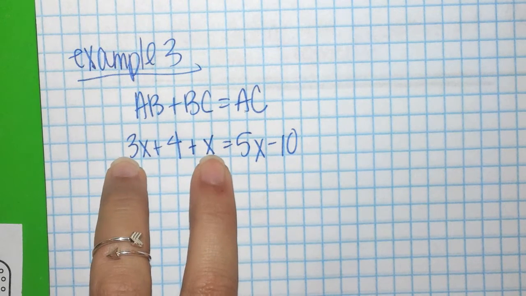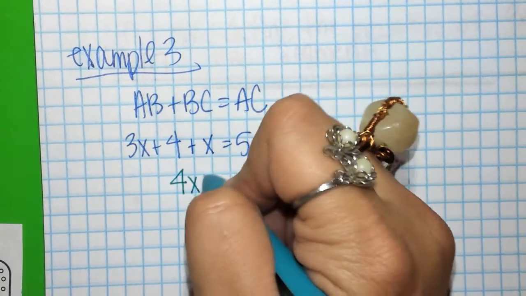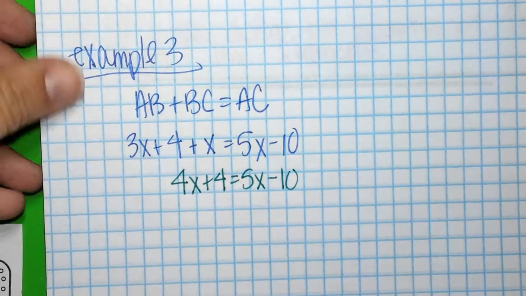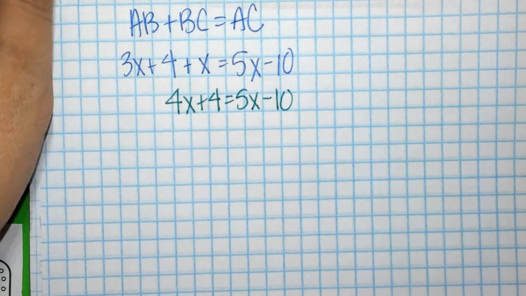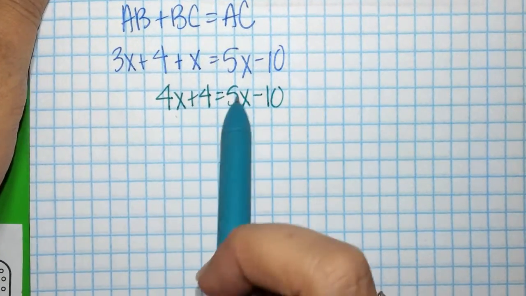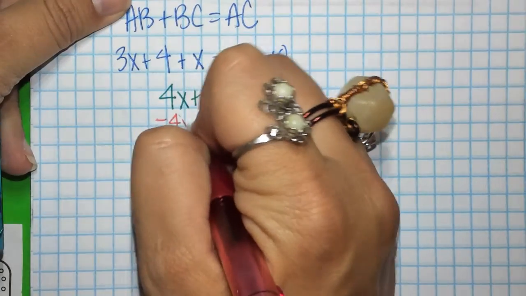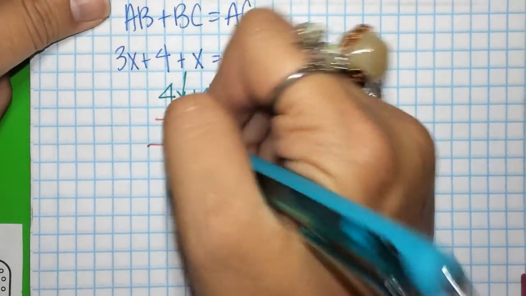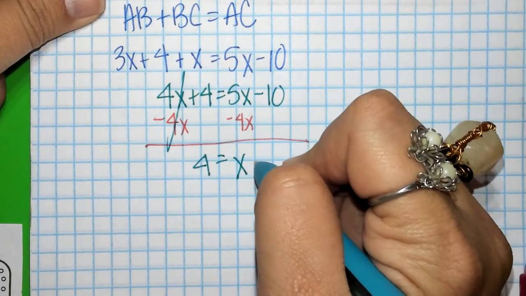All right, do we have any like terms to combine? What's 3x plus x? 4x. It's on the other side of the equal sign, so you can't do that with it. But can we move our 4x over here with the 5x? Yeah. And how do we do that? Look at us go. All right, what's 5x minus 4x? So x.